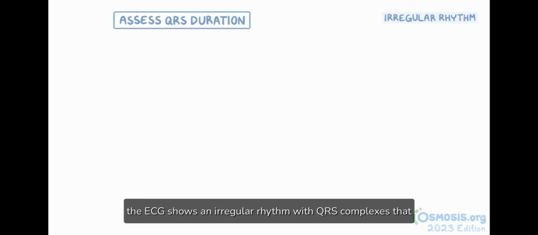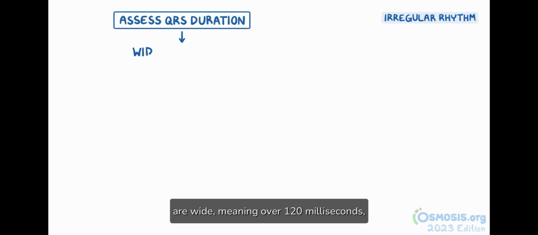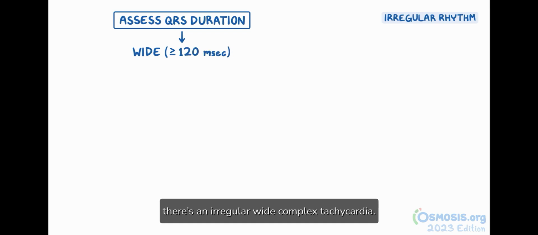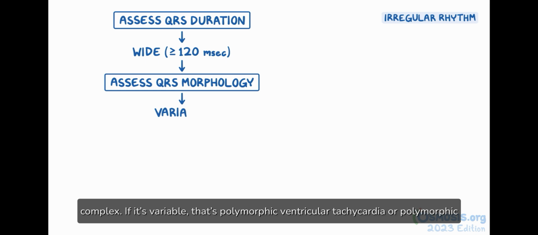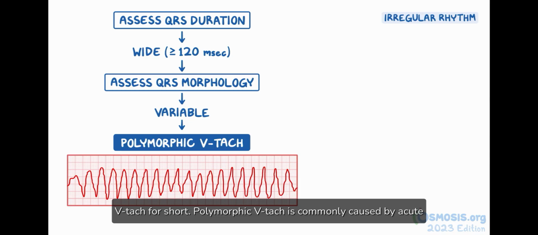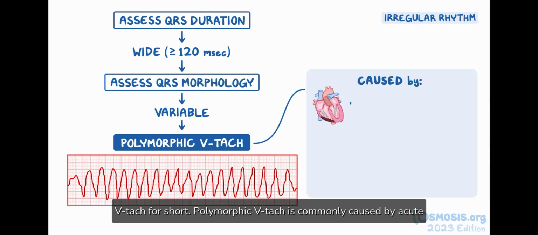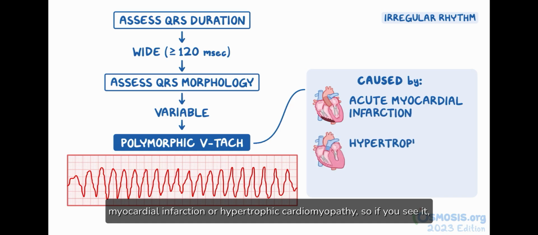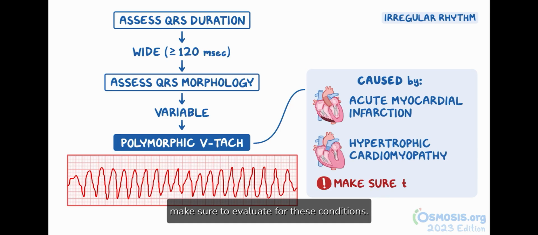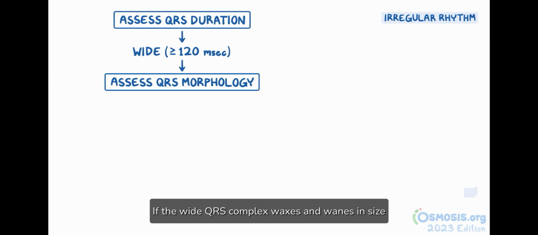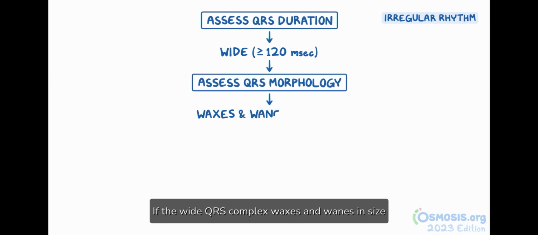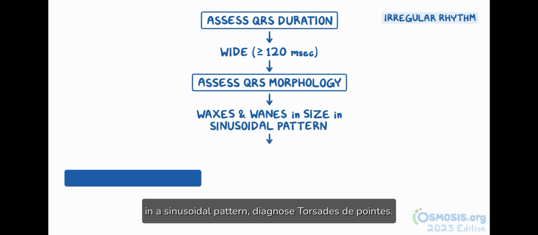If the ECG shows an irregular rhythm with QRS complexes that are wide, meaning over 120 milliseconds, there's an irregular wide complex tachycardia. In this case, again assess the morphology of each QRS complex. If it's variable, that's polymorphic ventricular tachycardia, or polymorphic VTAC for short. Polymorphic VTAC is commonly caused by acute myocardial infarction or hypertrophic cardiomyopathy, so if you see it, make sure to evaluate for these conditions. If the wide QRS complex waxes and wanes in size in a sinusoidal pattern, diagnose torsade de pointes.